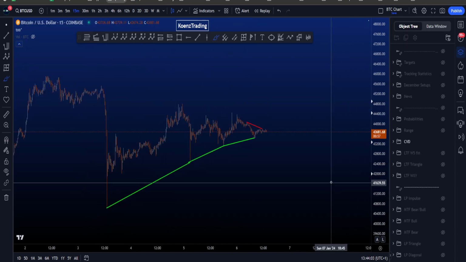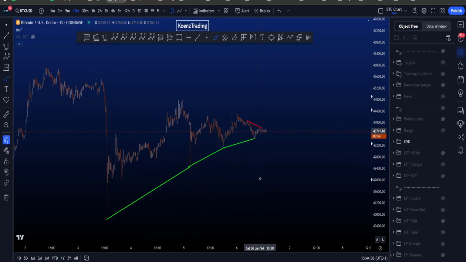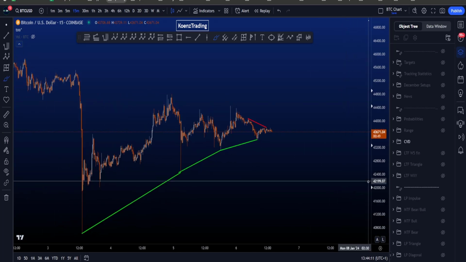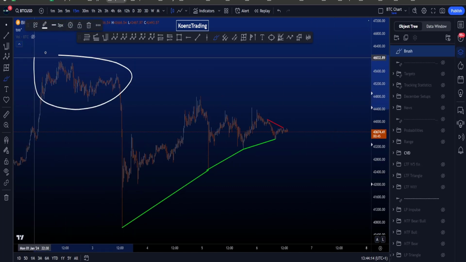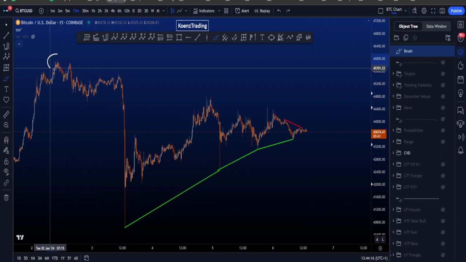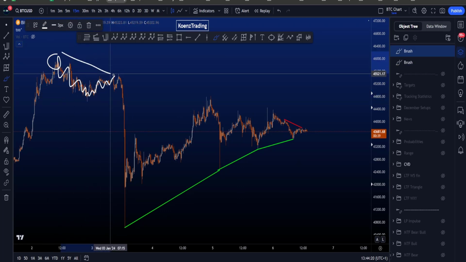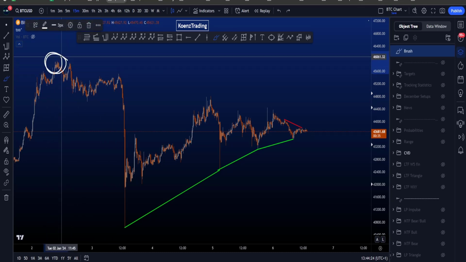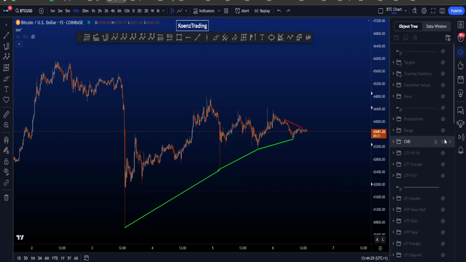Besides, CVD divergences with bigger wicks have generally a lower probability. It's not that they cannot play out, because they surely can, but they do have a lower probability than the usual CVD divergences like we had at the high over here, where we have a solid high, solid structure to the downside, solid move up, bearish CVD divergences. That was beautiful. So this is a much better pivot for CVD divergences than a pivot with a very big wick.